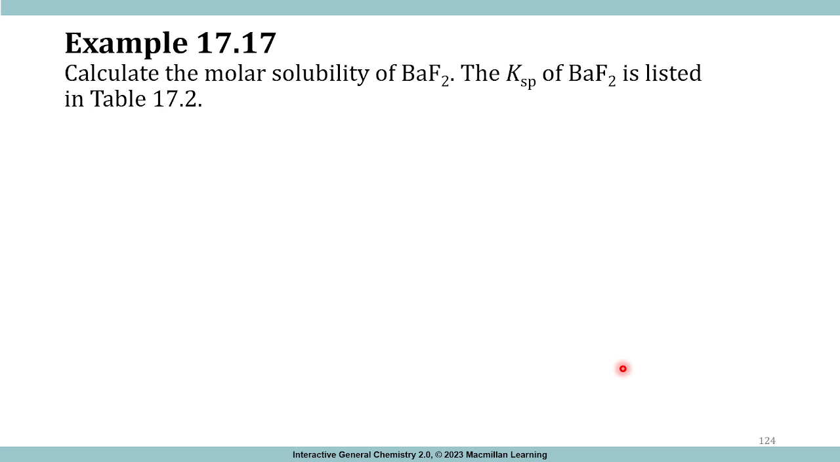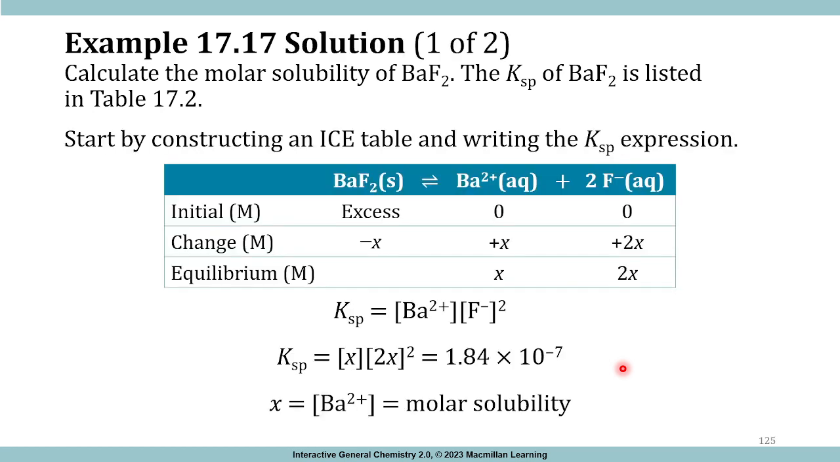So calculate the molar solubility of BaF2. The KSP of BaF2 is listed in table 17.2, of course. So if we're calculating the molar solubility, how much of the solid do we have? Lots and lots, right? Excess. So we set up our ICE table. Again, it's going to be the solid breaking apart into its components, which are the cations and anions. Don't forget the polyatomic cations and anions, by the way. We'll get to those and have more of those examples coming.